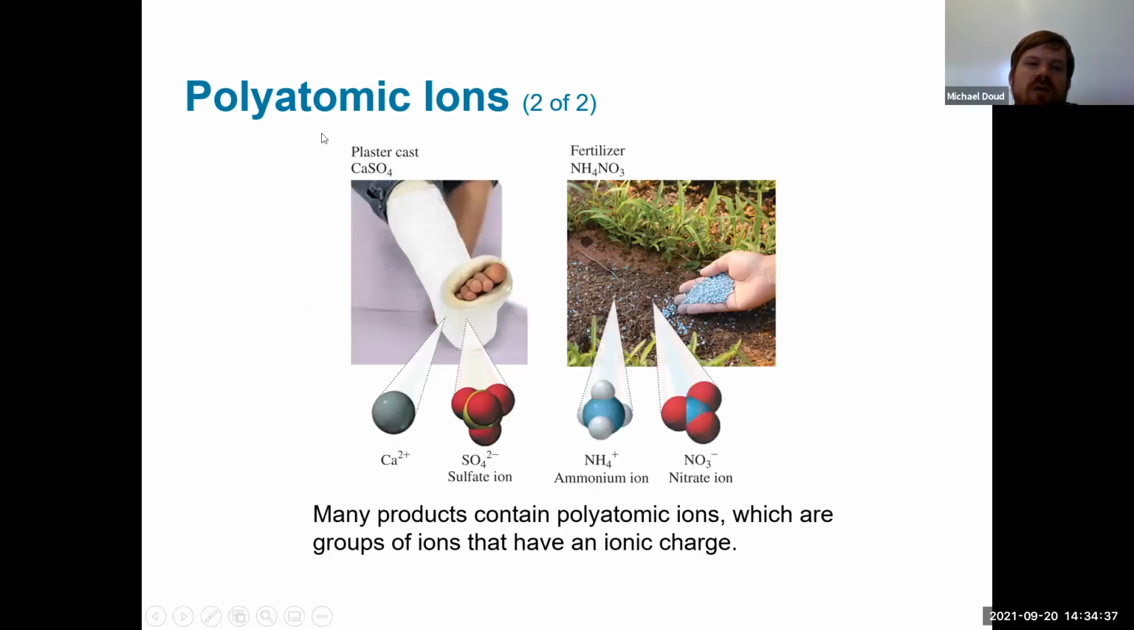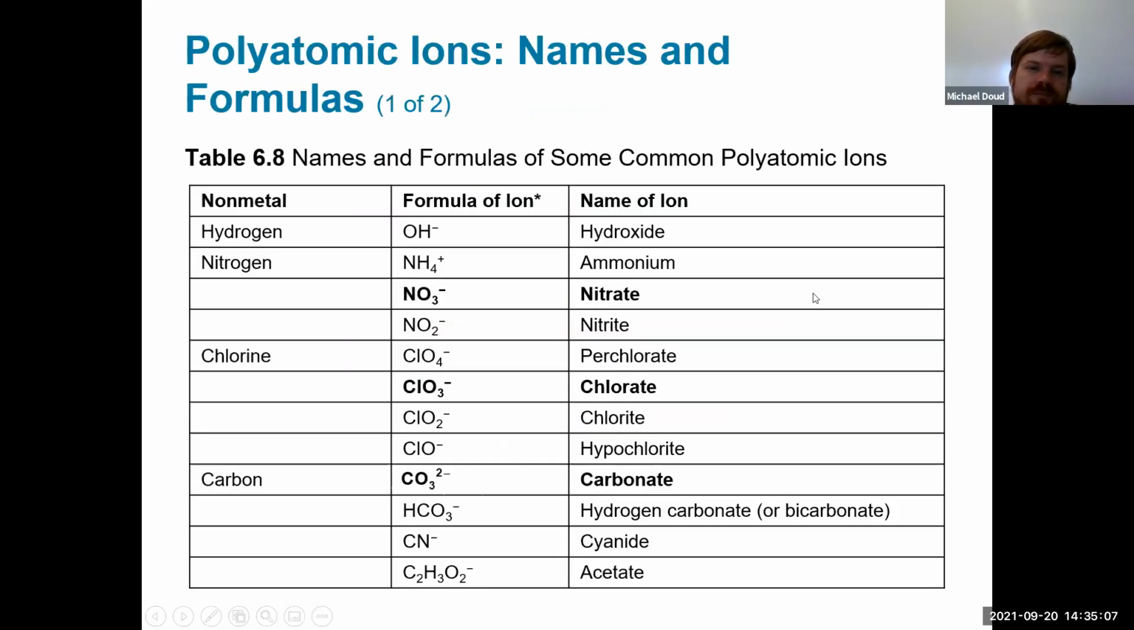Okay, so examples of polyatomic ions. If you've ever had to put your foot in a cast or some body part in a cast, that cast is made of calcium sulfate, which is something that can dry out and form a nice hard cast to make sure that you can't move your bone as it heals. Ammonium nitrate is a combination of the ammonium ion and the nitrate ion that's useful in fertilizers as well as in explosives. So these polyatomic ions are everywhere.